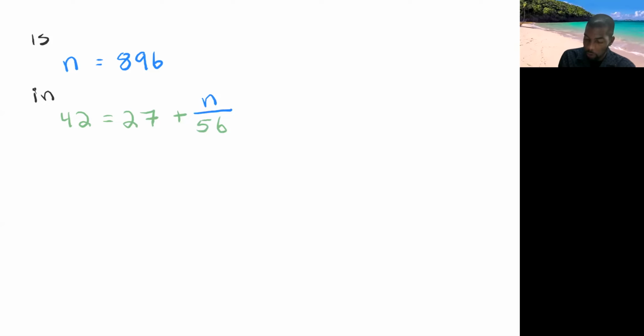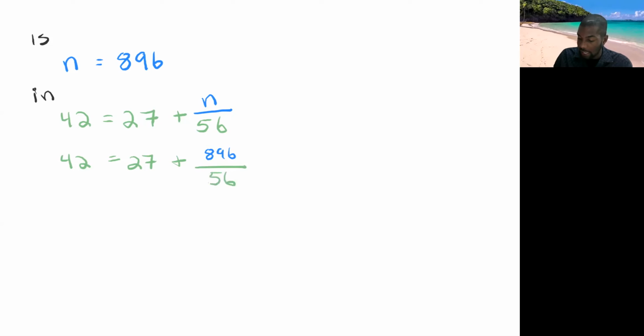First step, we're going to replace the n, right? So I'm going to rewrite the equation. I'm going to replace or substitute n for what we said it was, which is 896. How did I get that? The book told me. The problem told me n was 896, right?